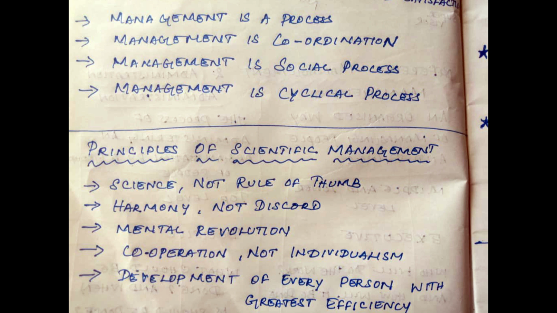Next, management is a social process, because human beings are involved in it, so it must be a social process. Next one, management is a cyclical process.